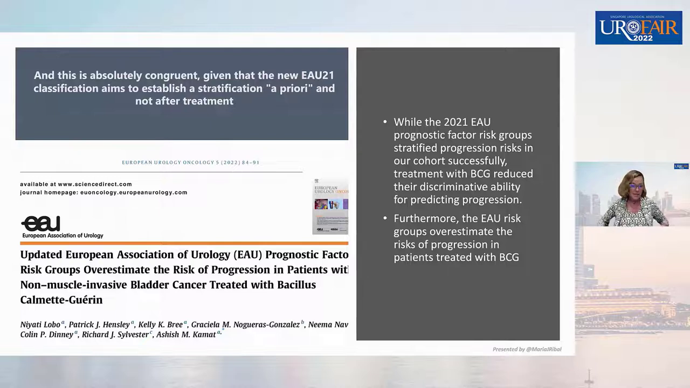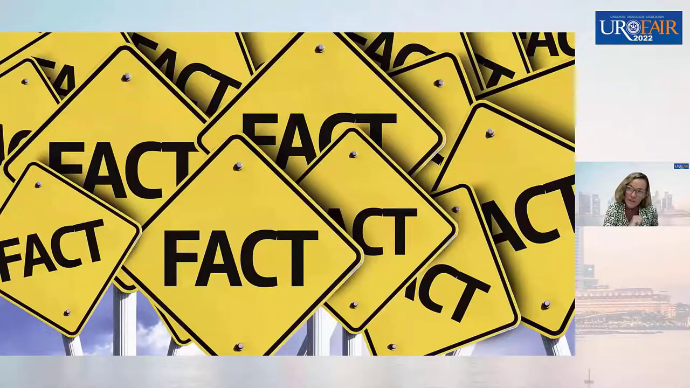And it has been said in a recent paper published even in our main journal that this new classification from 2021 is not good for classifying patients treated with BCG, and that it overestimates the risk of progression in this group. And the truth is that this is absolutely congruent with the idea of the classification, because it's not thought for classifying patients treated with BCG, but we do it at an earlier stage just to know those that probably deserve a more aggressive therapy than BCG alone. Because we need to know something.